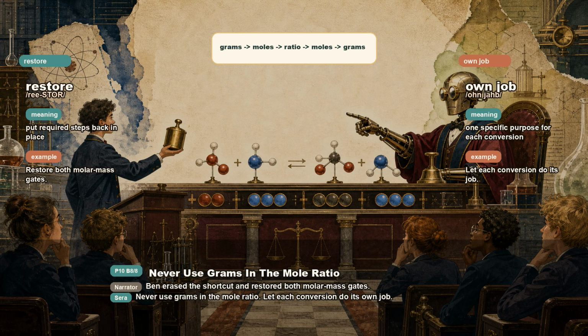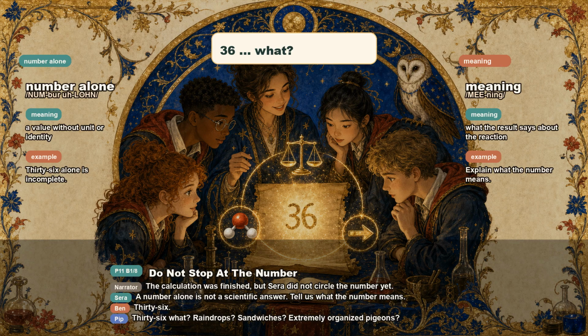Ben erased the shortcut and restored both molar mass gates. Never use grams in the mole ratio. Let each conversion do its own job. The calculation was finished, but Sierra did not circle the number yet. A number alone is not a scientific answer. Tell us what the number means.